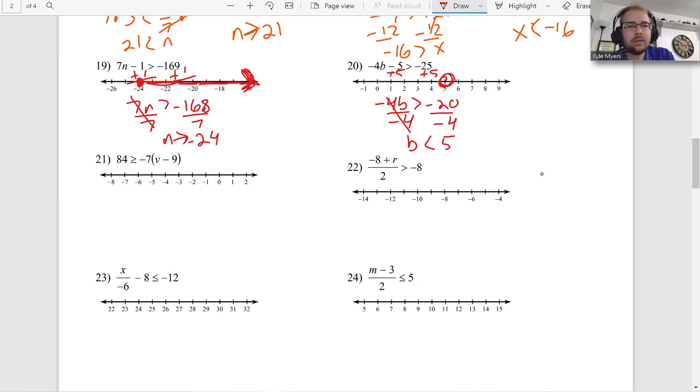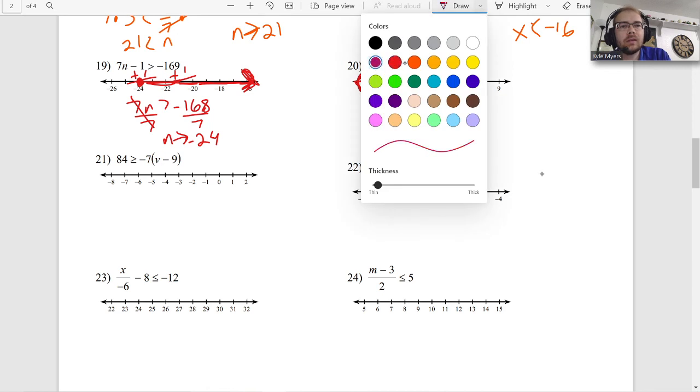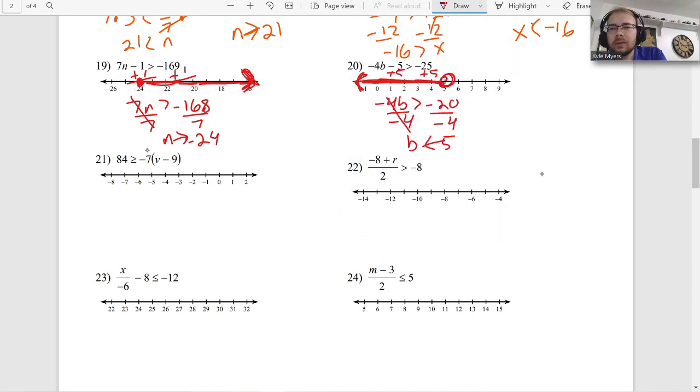Here's 5. Less than goes left, or you can do the little arrow, and there we go. Okay, so next we're going to do some distributing first. Distributing is PEMDAS, remember, so we want to do that first before we try to solve.